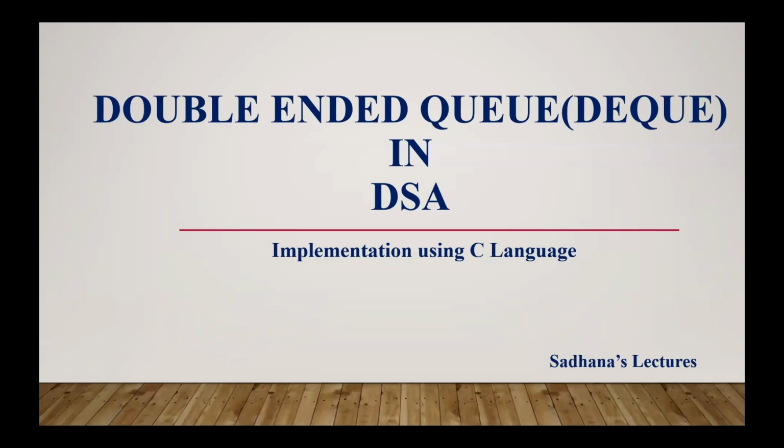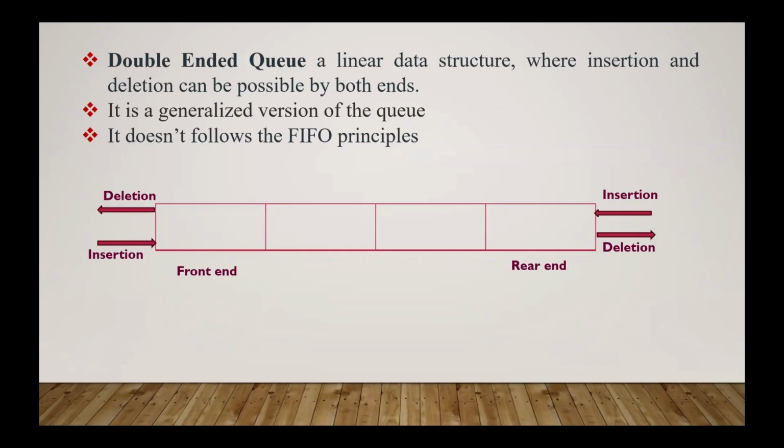Today we are going to learn the double-ended queue and implement it in the C language. So first we have to know what a double-ended queue is. By the name, double-ended means we can use both ends. Generally, whenever you go for a queue, that is the linear queue.